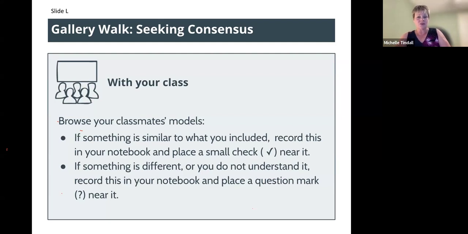So type it into the chat. Don't hit enter just yet. Why would it be important? What did you see in this lesson that would make it important for having a learning community established in our classroom? Okay, so again, type it in, but don't hit enter just yet. Okay, go ahead and hit enter.